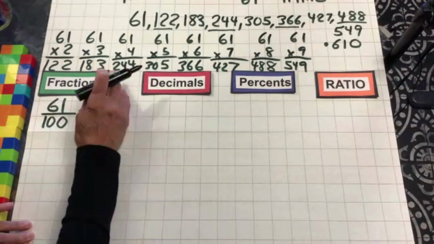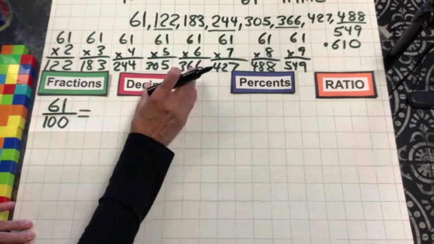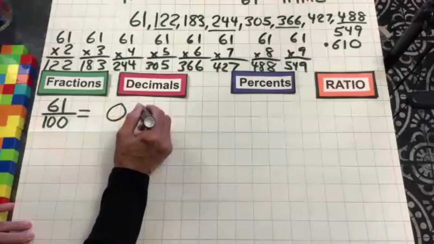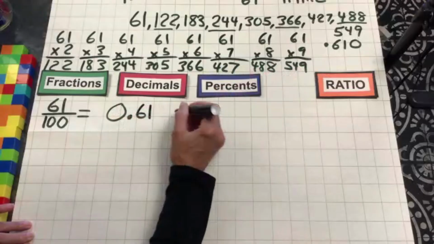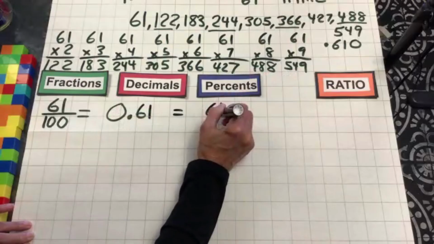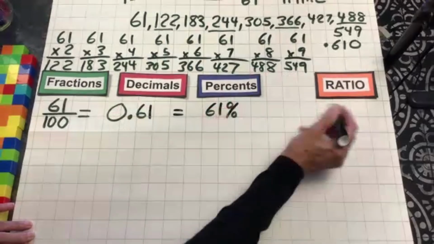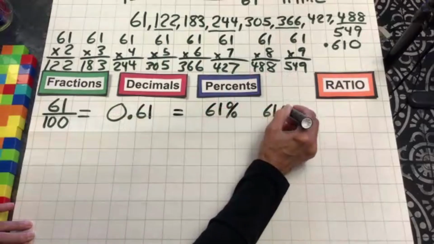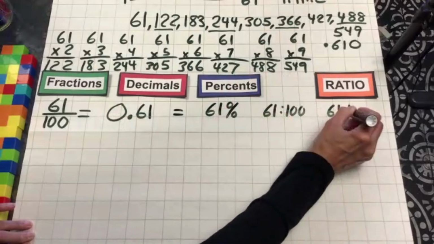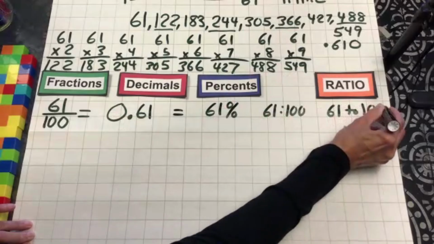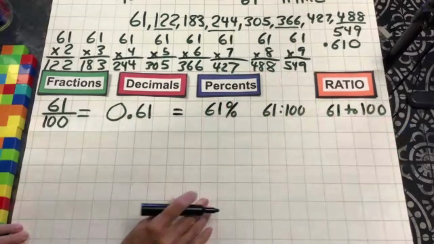And then we're going to change this into our decimal form, which is 0 and 61 hundredths. Our percent, of course, would be 61%. And then our ratio would be 61 colon 100 or 61 to 100. So we have those written down.